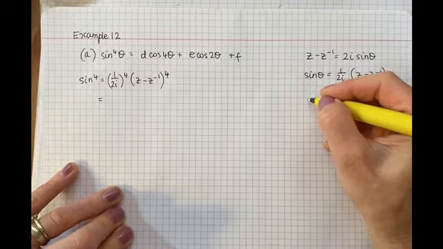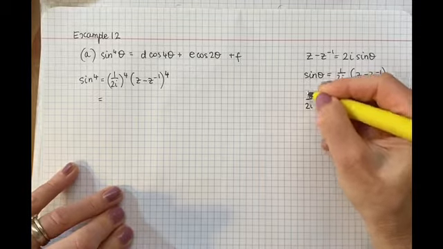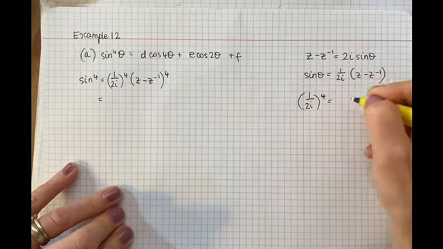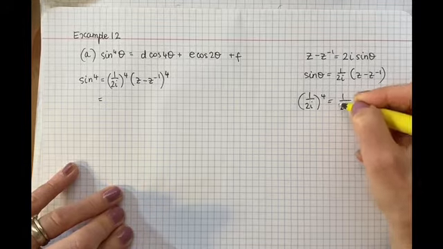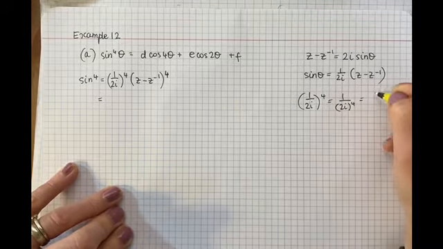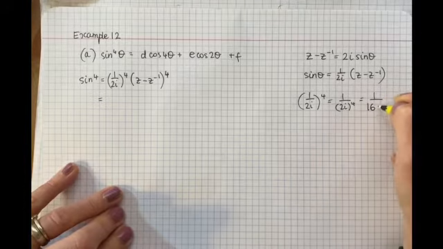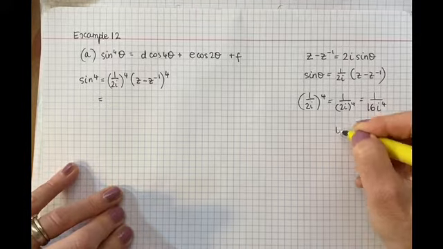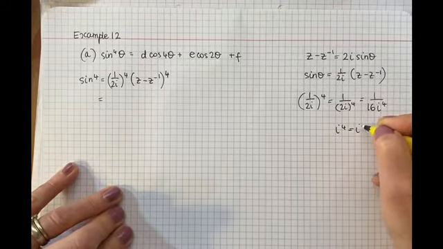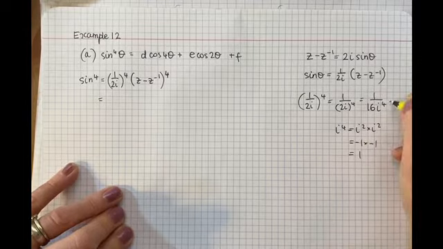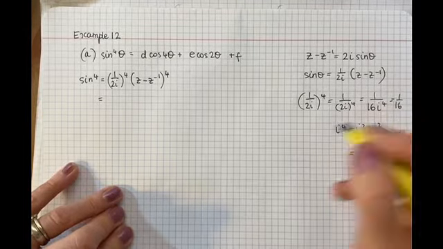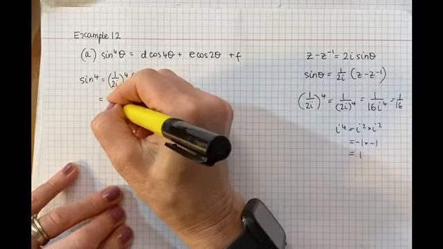Okay, so here 1 over 2i to the power of 4 is simply 1 over 2i to the power of 4. So this is 1 over 16i to the power of 4. And i to the power of 4 is made out of i squared times i squared. So it's minus 1 times minus 1. So it's 1. So we're looking for 1 over 16.